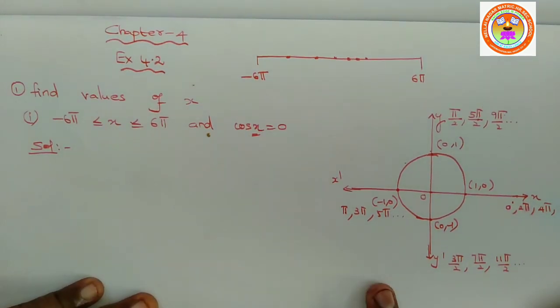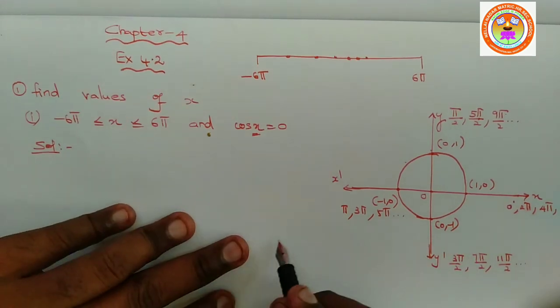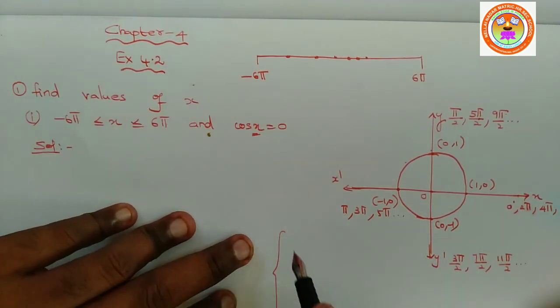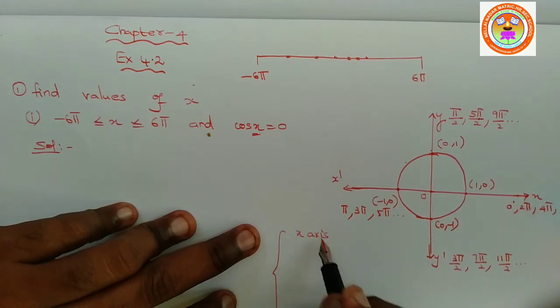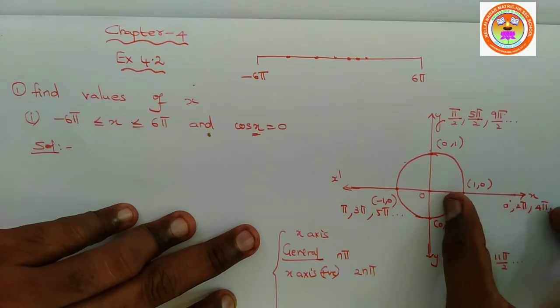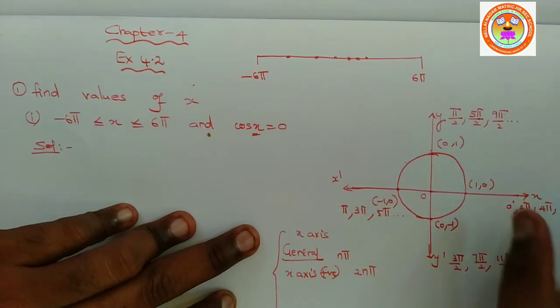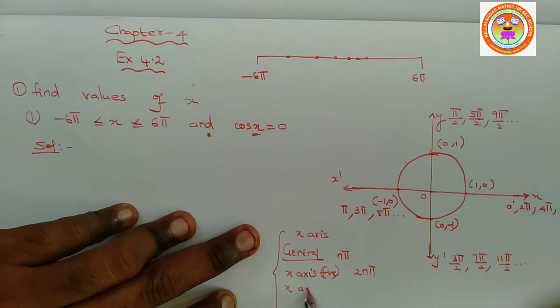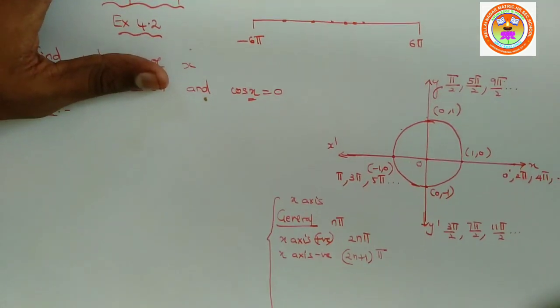This we have studied in exercise 4.1 first sum itself. Not only the first sum, in the introduction part we have learned this very clearly. The x-axis in general will be n pi. The x-axis positive side is nothing but 2n pi. Throughout this x-axis is n pi. This one is 2n pi. The x-axis negative, which is odd, we know is 2n plus 1 into pi.